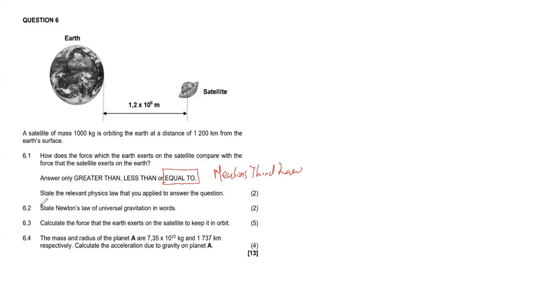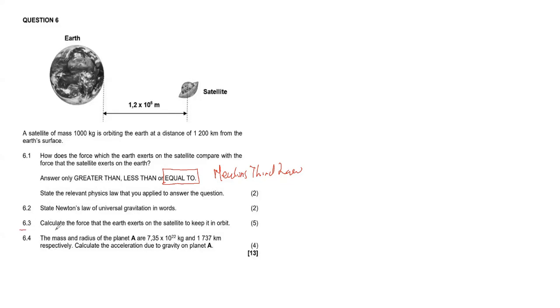Then 6.2 says state Newton's law of universal gravitation in words. Again, another definition. It says Newton's universal gravitation in words states that every body in the universe attracts every other body with a gravitational force that is directly proportional to the product of their masses and inversely proportional to the square of the distance between their centers. Right. Then let's now look at a calculation question.